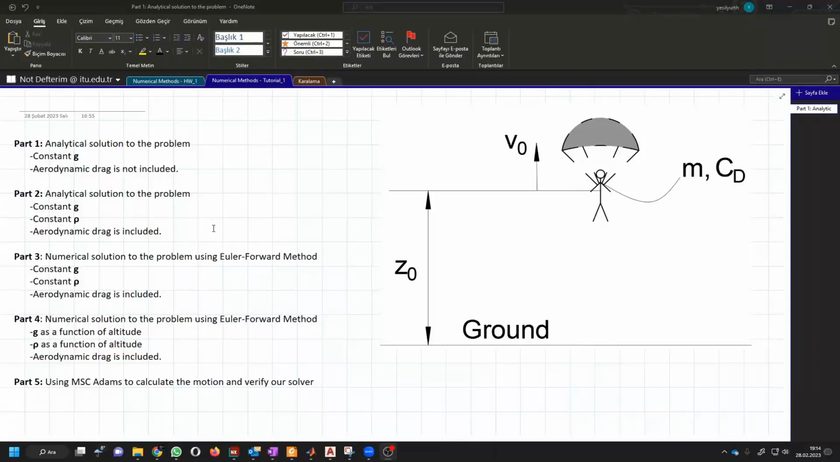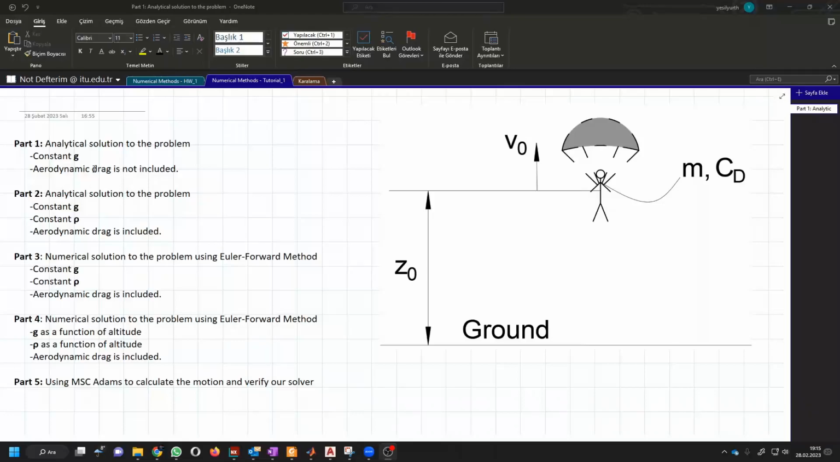Hello everyone. In this lecture, our subject is to make a brief introduction to use of numerical methods on engineering problems with this so-called parachutist problem, which is mentioned in your official textbook on several occasions. We will do this analysis in 5 parts, basically.